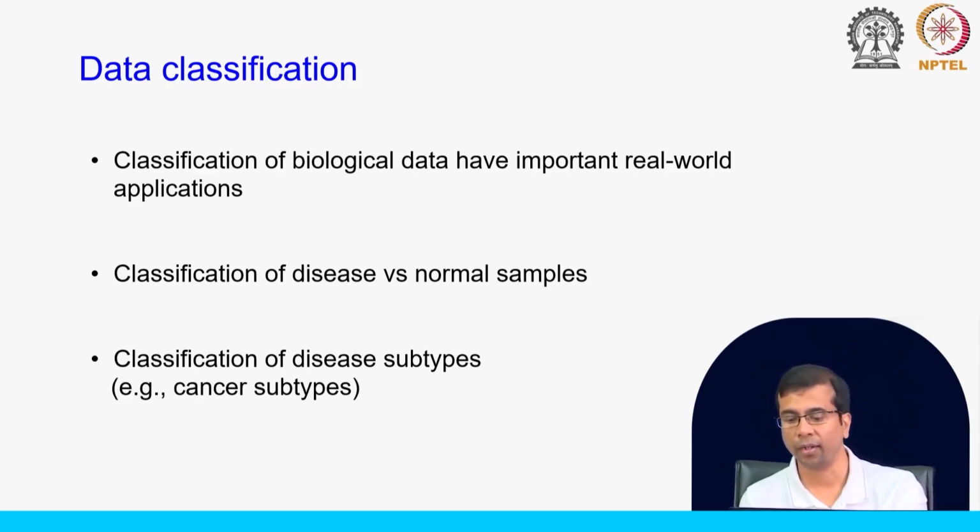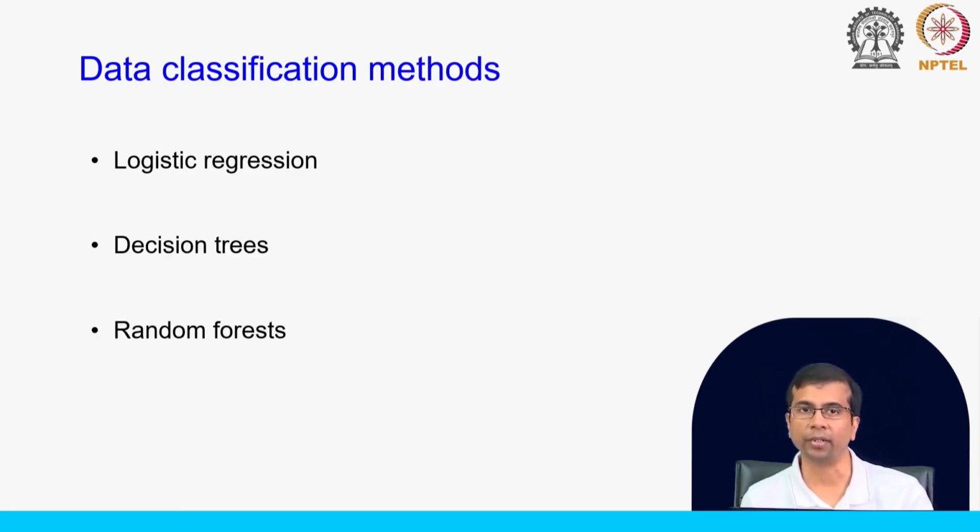With that very brief idea about data classification, now we will talk about the data classification methods, and there are 3 types of methods that we will be discussing in this class this week. We will start with logistic regression. We have talked about linear regression before. Logistic regression will be a continuation of that, but it is something we use for classification.